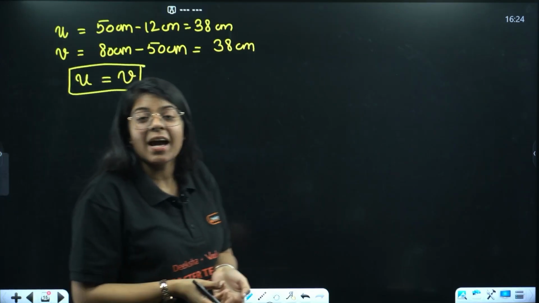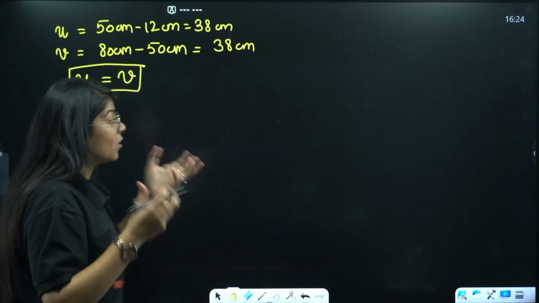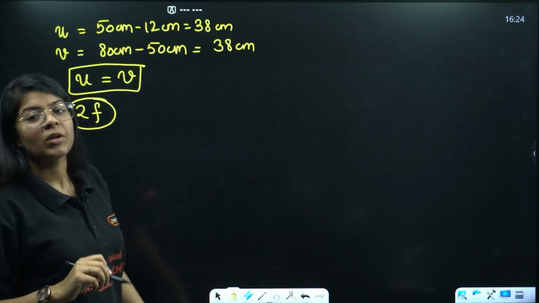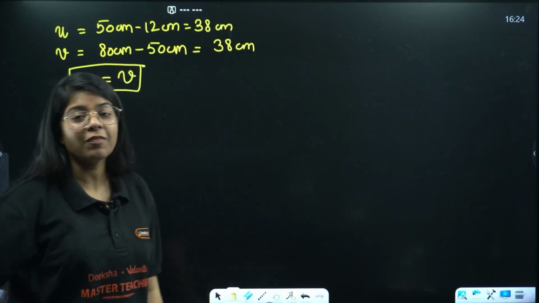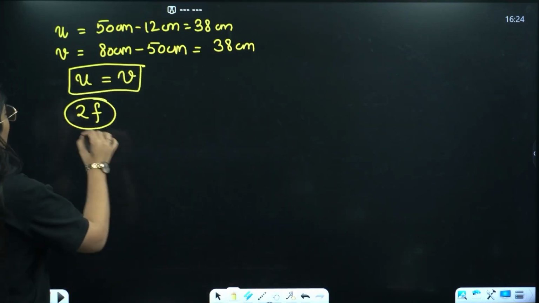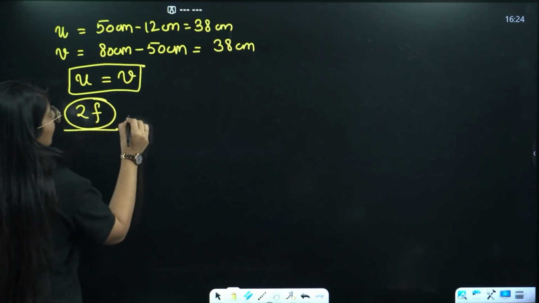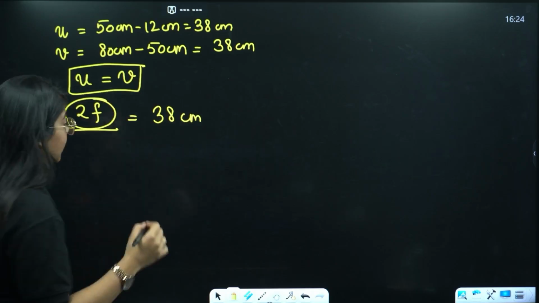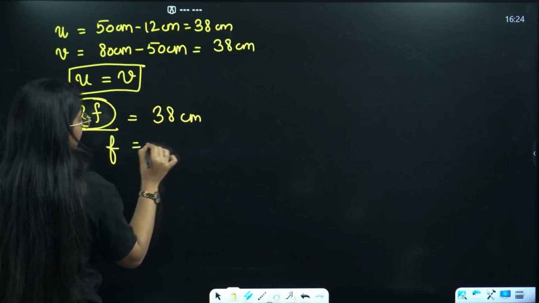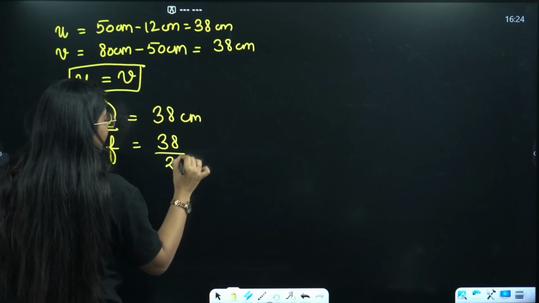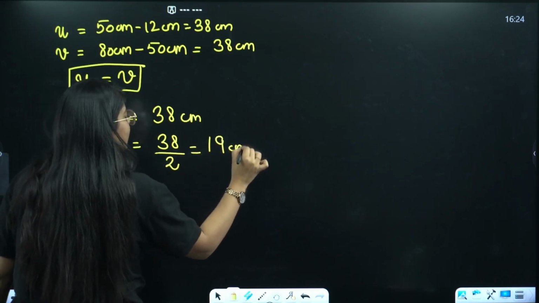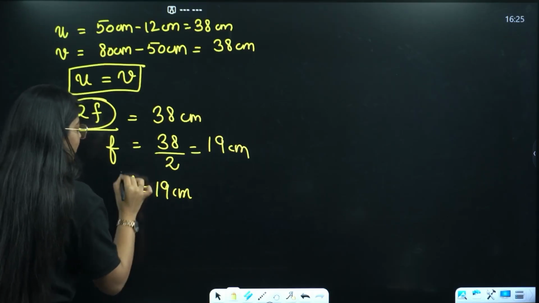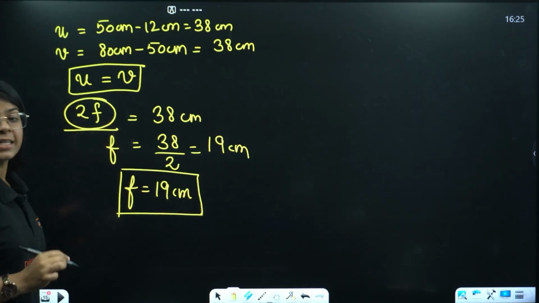In which case does that happen? That happens when the object is placed at 2f, or radius of curvature, center of curvature. Understood? Now, if the object is placed at 2f, so 2f is simply 38 centimeter. If 2f is 38 centimeter, so f will simply be 38 by 2, that will be 19 centimeter. So focal length of the convex lens is 19 centimeter.